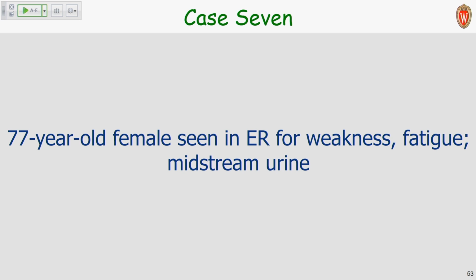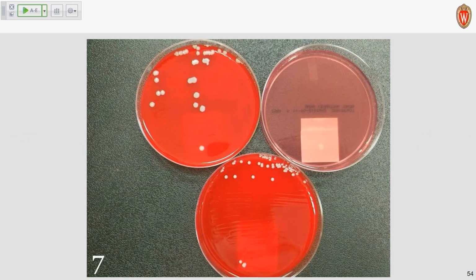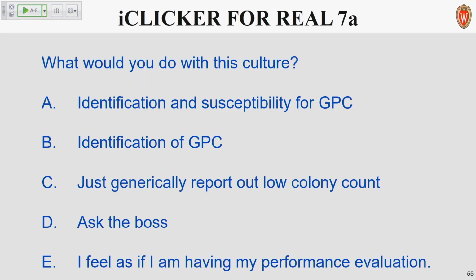Case 7, 77-year-old female, seen in the ER for weakness, fatigue, midstream urine. Doesn't look like there's anything on MacConkey. Nope. Similar options to before, but this time gram positives instead of gram negatives.